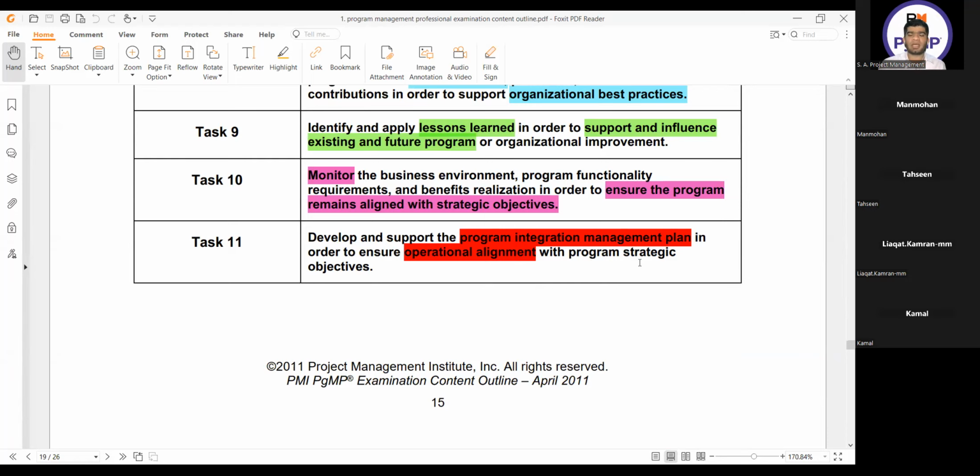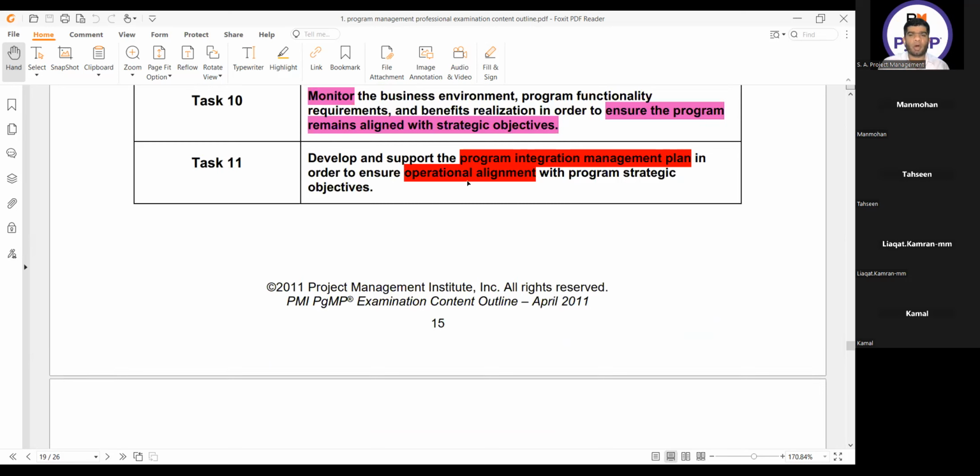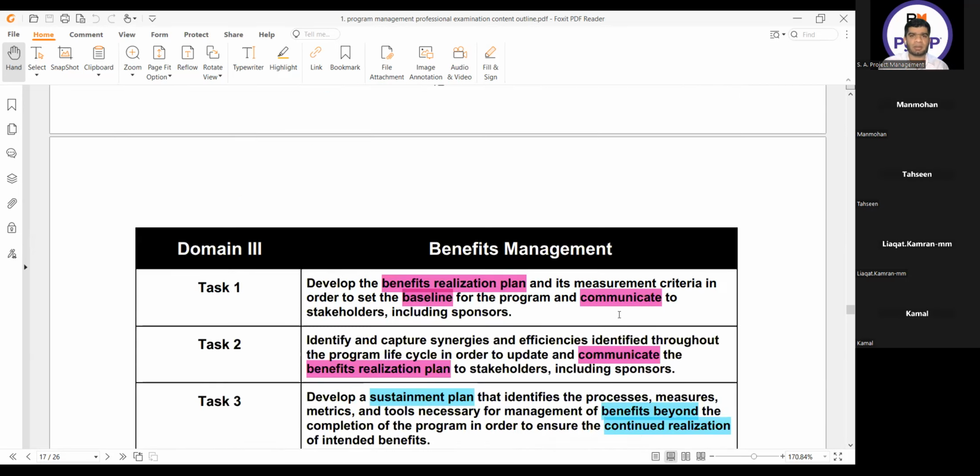The program integration management plan is not a plan that we make anywhere in the PMI standard. That is number one. In chapter 8, he uses program integration management to combine all the subsidiary plans. That word is program integration management, but there is no plan for that. He only uses the word in the governance ECO, to ensure operational alignment with program strategic objectives. So here he is simply asking for a plan that integrates all the subsidiary plans, and that is the program management plan we have been discussing.